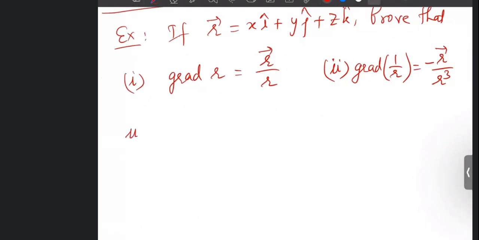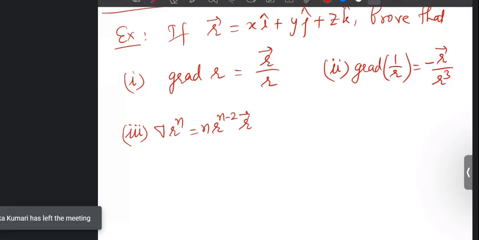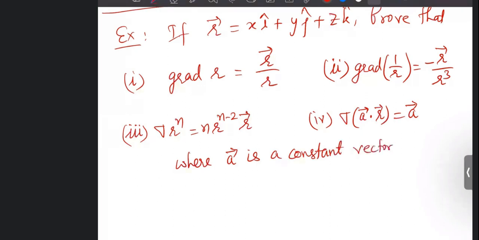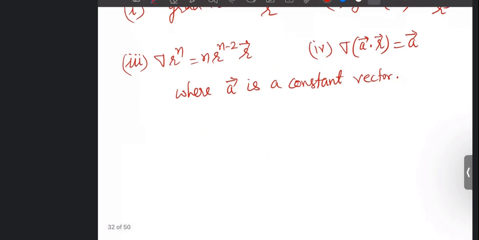And third one is gradient of r raised to the power n is equal to n r raised to power n minus 2 into vector r. And fourth one is gradient of a dot r is equal to vector A itself, where vector A is a constant vector. These four are to be proved one by one. Let us consider the solution.